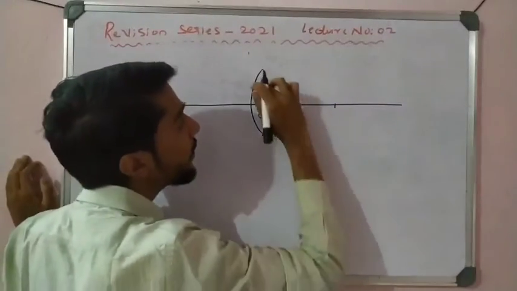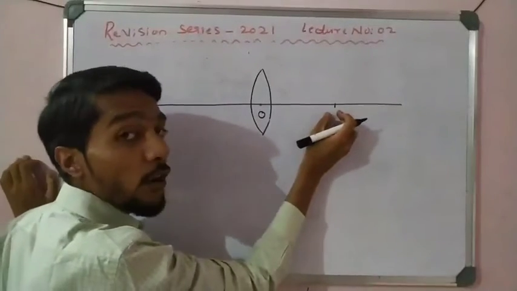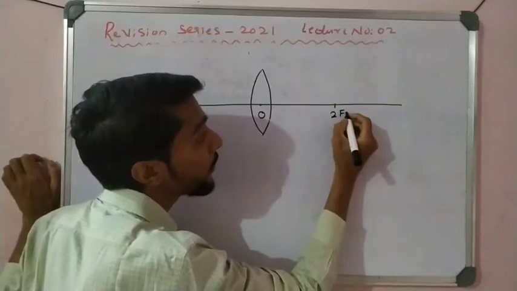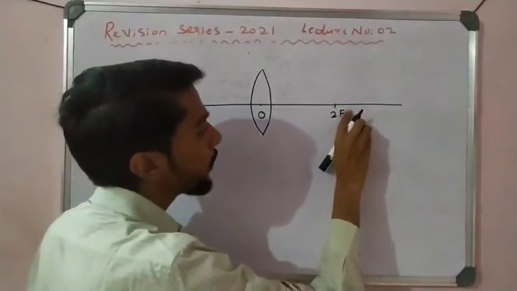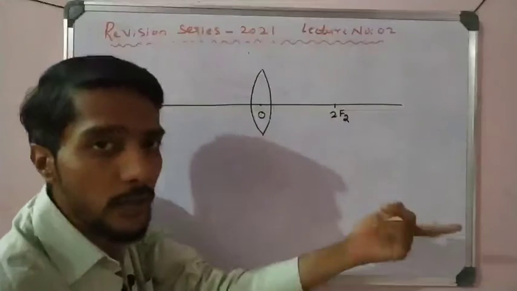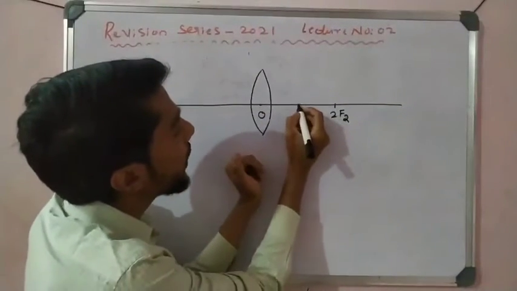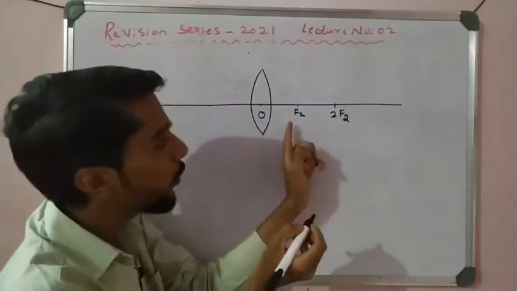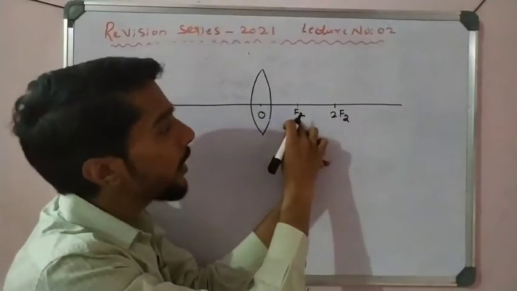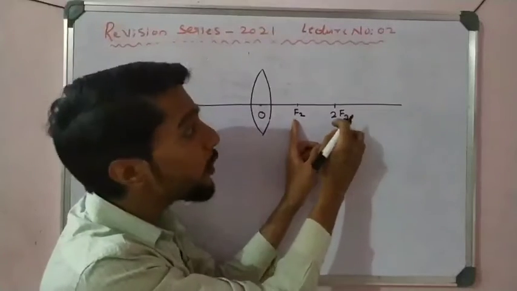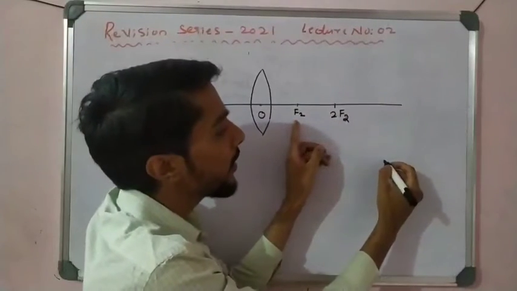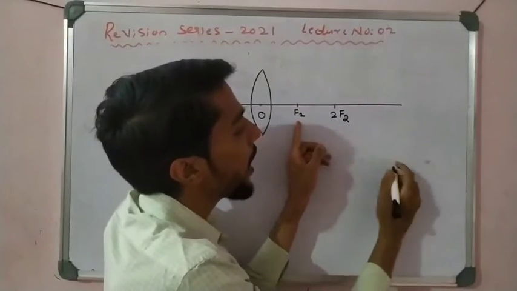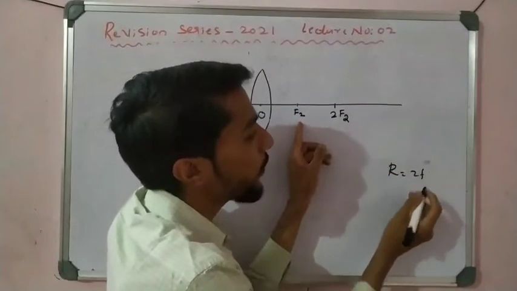So here, if this is the form of a sphere, here is the center of curvature, C, and here we take the focus as F1, F2, and 2F2. Why 2 times? Because we know the focus point is F1, F2 on the right side F2. If the focal length is 10, what is the radius of curvature? 20, 2 times F. So R is equal to 2 times F.